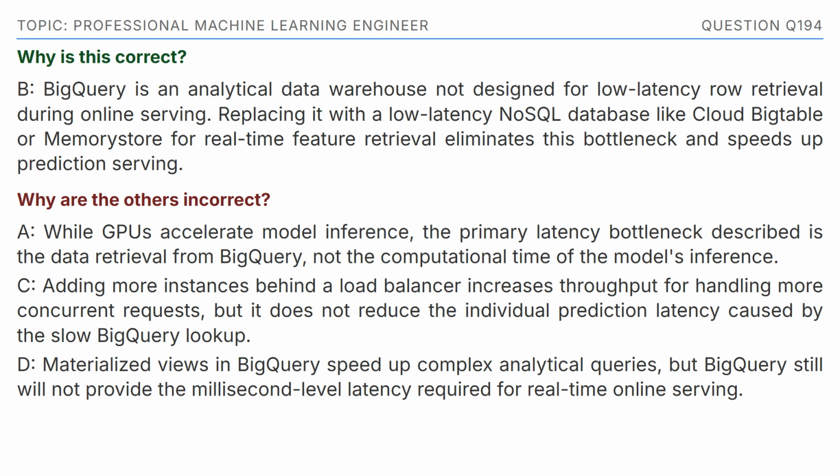Why are the others incorrect? A. While GPUs accelerate model inference, the primary latency bottleneck described is the data retrieval from BigQuery, not the computational time of the model's inference. C. Adding more instances behind a load balancer increases throughput for handling more concurrent requests, but it does not reduce the individual prediction latency caused by the slow BigQuery lookup. D. Materialized views in BigQuery speed up complex analytical queries, but BigQuery still will not provide the millisecond-level latency required for real-time online serving.